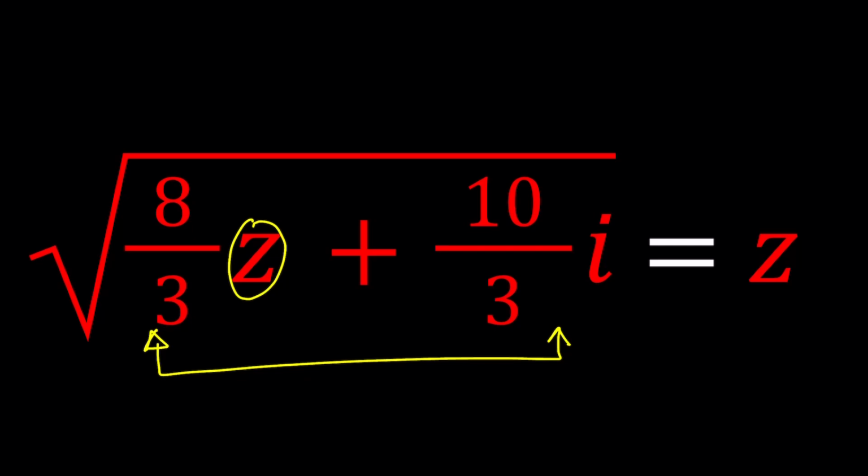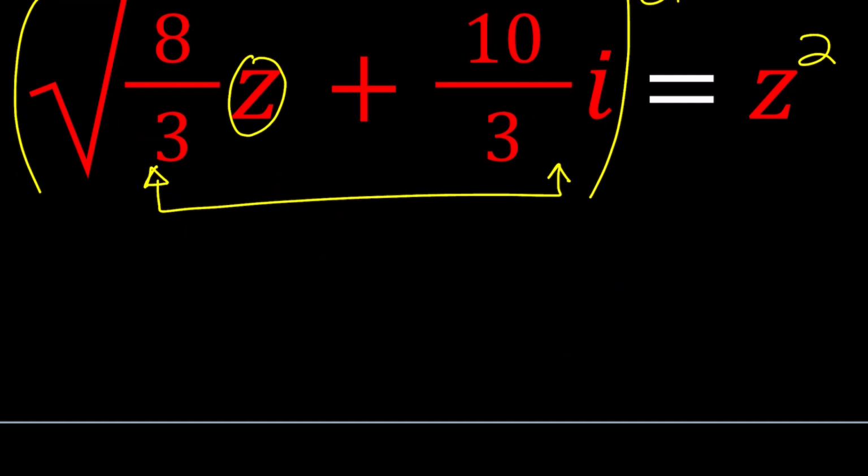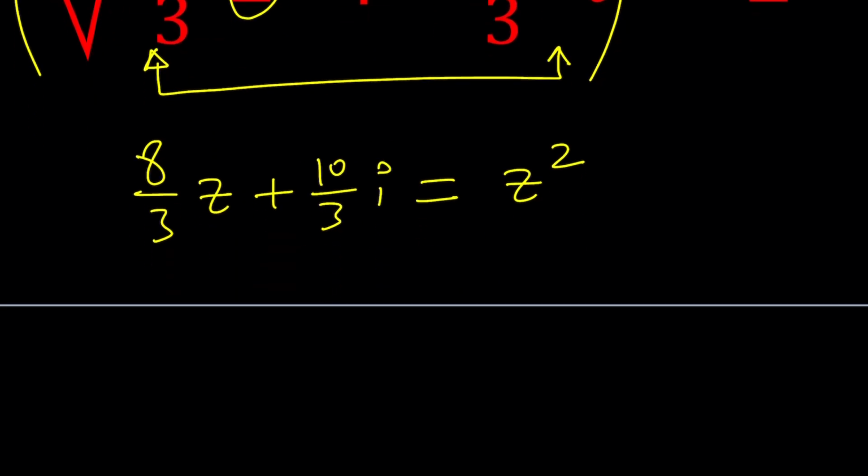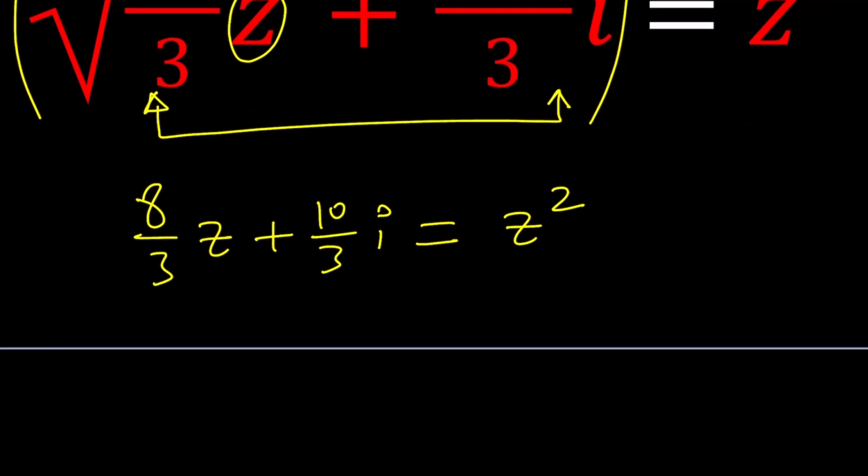Of course. This is a radical equation, so let's square both sides. We're going to check our work at the end with Wolfram Alpha. But when we square both sides, the square root disappears on the left-hand side, right? And on the right-hand side, we get z squared. Okay, great. Now, at this point, we have a quadratic equation.